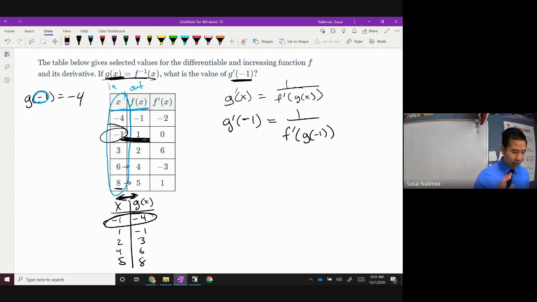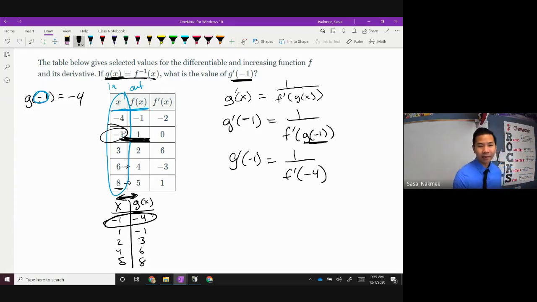All right. So hopefully that helps you out. Now that you know that g of -1 is equal to -4, everything else follows back into place, right? I can replace this guy right here with a -4. So g prime of -1 is equal to 1 over f prime evaluated at -4.